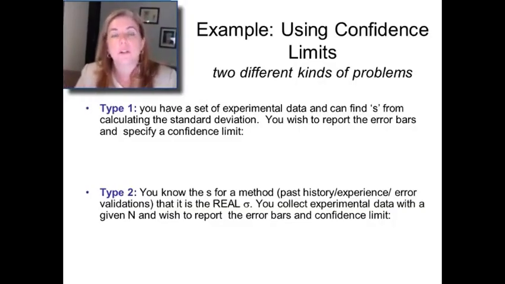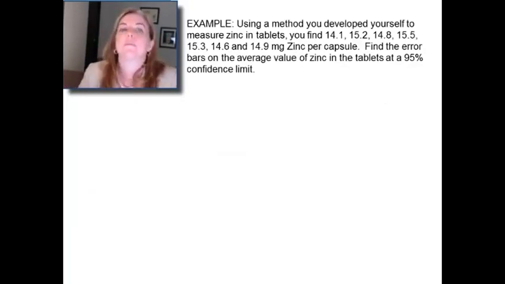So another way of using confidence limits is actually to flip and calculate how many measurements you have to make in order to achieve a certain level of precision. In this first example, you've got a whole bunch of measurements of zinc in capsules, and you want to find the error bars on the average value of zinc in the tablets and use the t-tables to get a 95% confidence limit on that error bar.